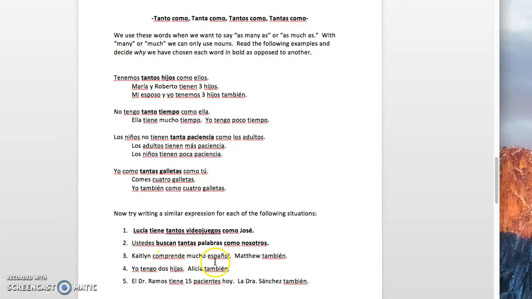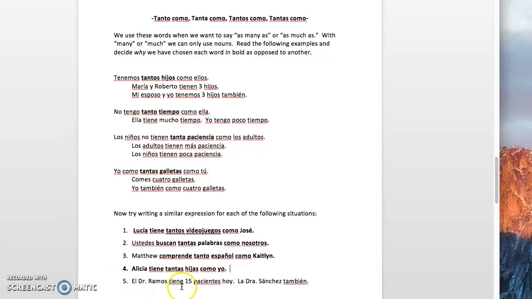Caitlin comprende mucho español. Matthew también. So we'll start with Matthew and say, Matthew comprende. Español es masculino y singular. Matthew comprende tanto español como Caitlin. Yo tengo 2 hijas. Alicia también. So Alicia, and our verb is tener. So Alicia tiene tantas hijas como yo.